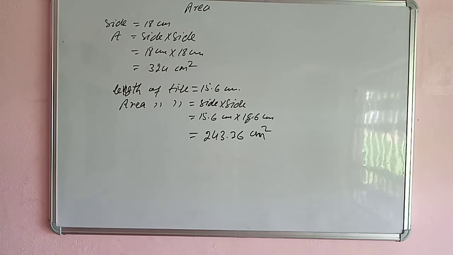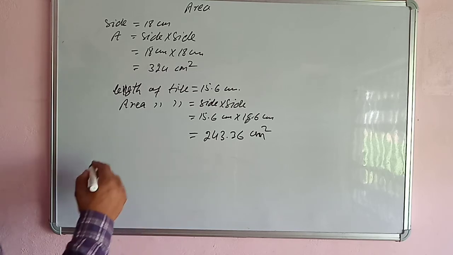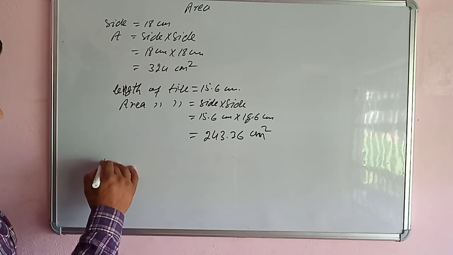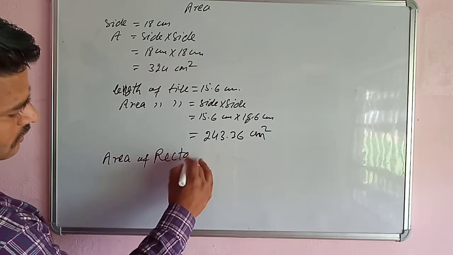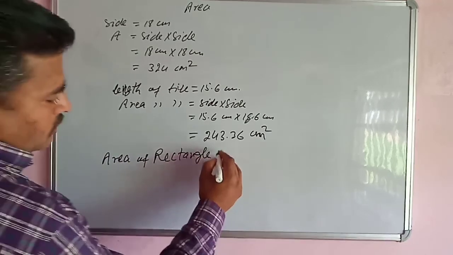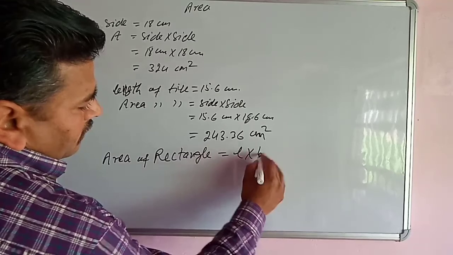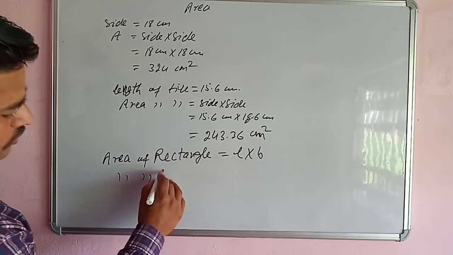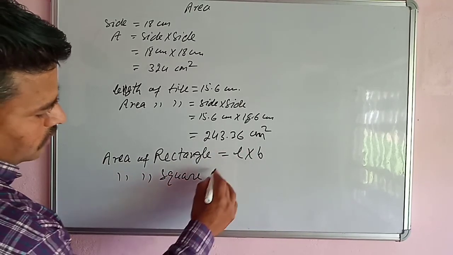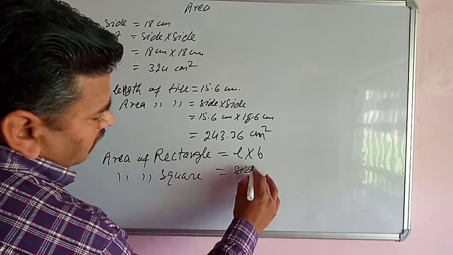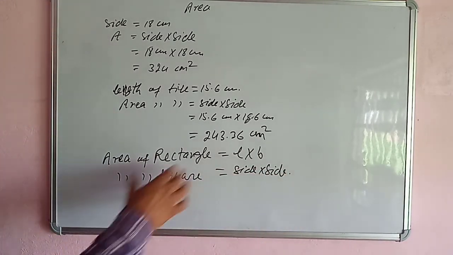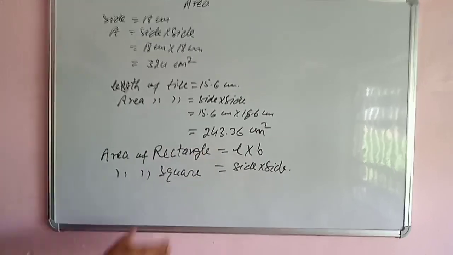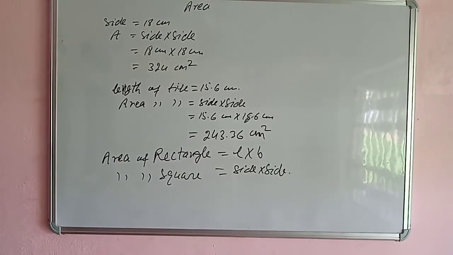In this way we can find the area of any square. The key point in area: for the area of a rectangle, which formula will we use? Length multiply breadth. And for the area of a square we use the formula side multiply side. Length multiply breadth we use in the case of a rectangle, and side multiply side for a square.